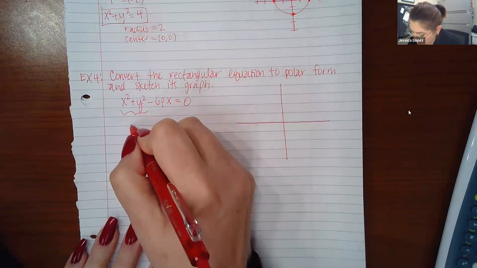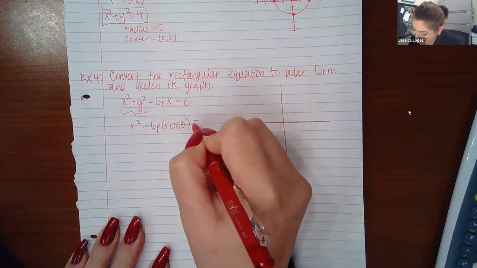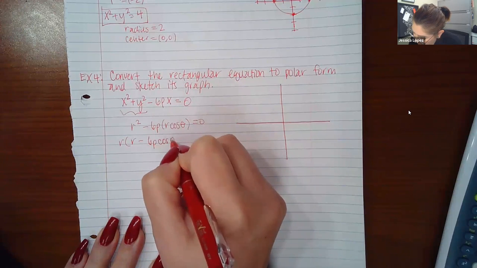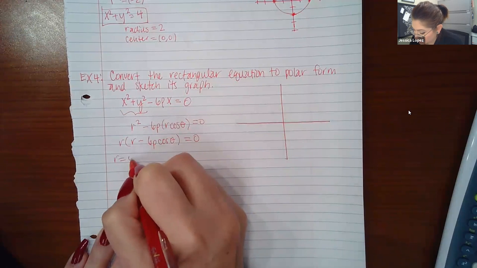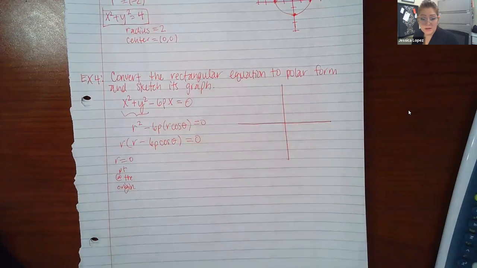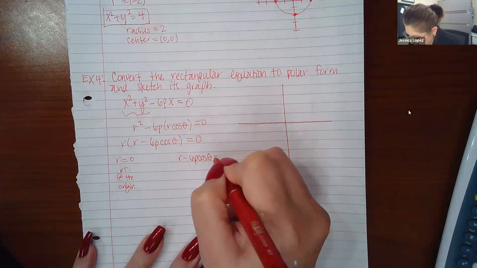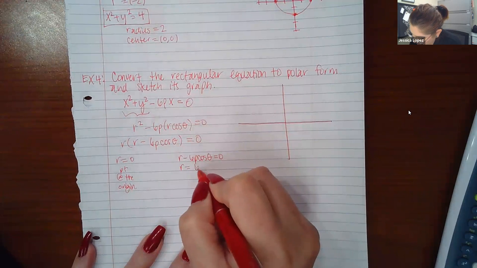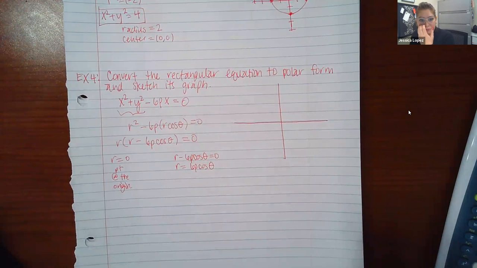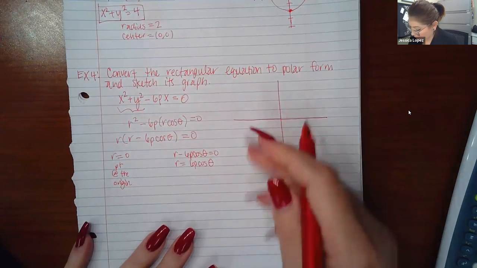So we know that this is r squared, and we know that x is r cosine theta. And then if we factor out the r, we get 6p times cosine theta. And then if we let r equal 0, that's just a point at the origin. So probably not a whole graph, right? It's just a dot. So the graph is probably going to come from this factor. And if I solve for r, I end up with this thing here. And then from there, you can plug in some thetas and figure out what your graph is going to look like.